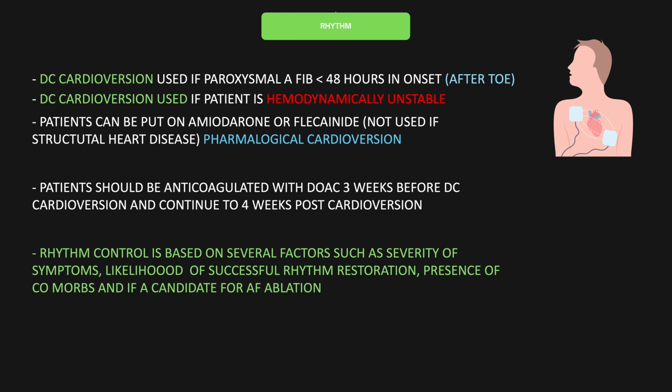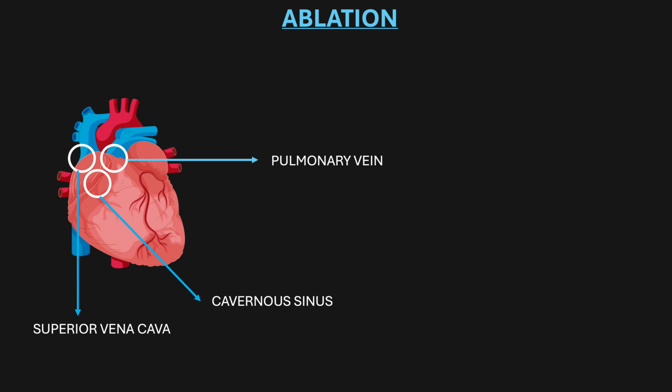So rhythm control is based on several factors such as how severe the symptoms are, and the likelihood of successful rhythm restoration. The earlier you cardiovert the patient, the better the results, and the lesser the age, the better the results. Also the presence of comorbidities, and whether a patient is a candidate for AF ablation. Okay, let's move on to ablation. So this was basically paroxysmal AF.